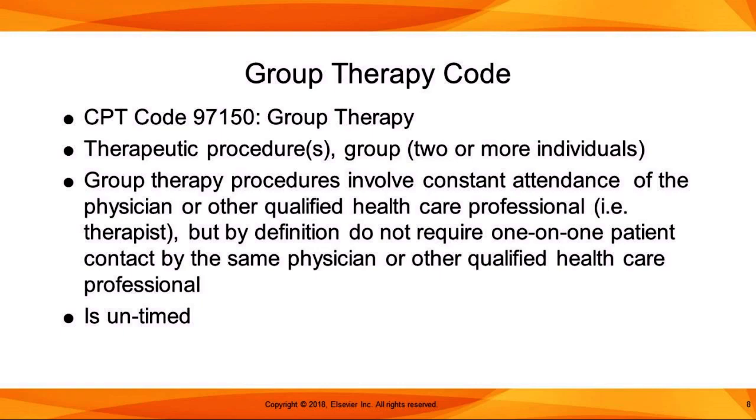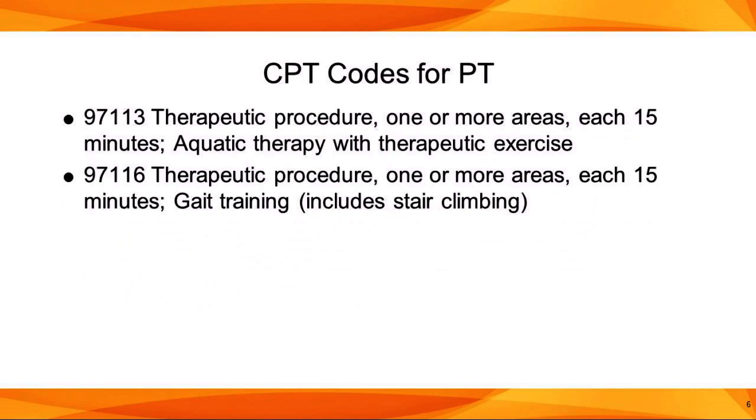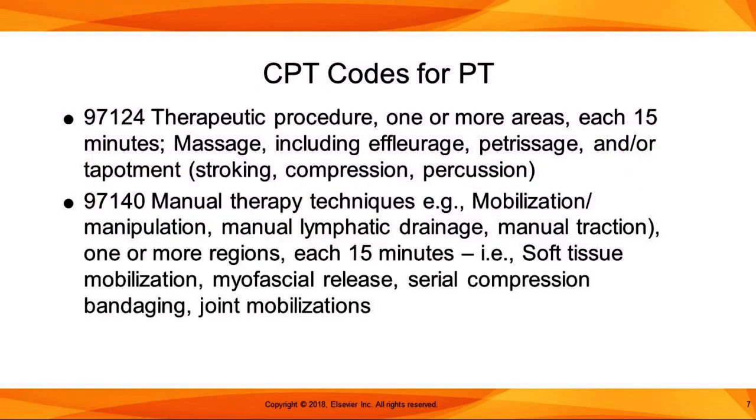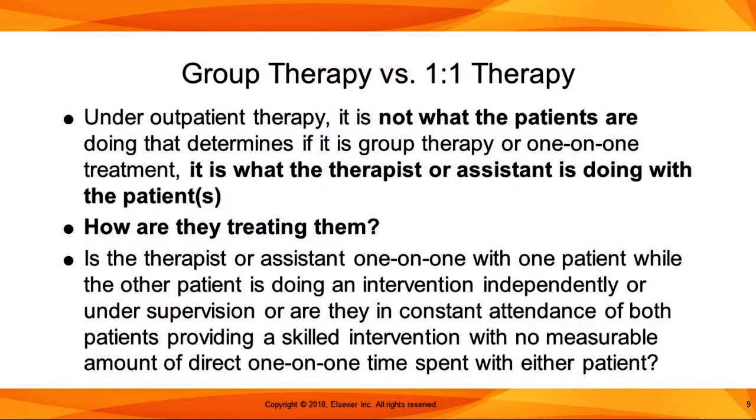The other codes that we just talked about are all timed. It's 15 minutes. So you see in the definition of them, 15 minutes, 15 minutes, 15 minutes. So 1 unit of that is 15 minutes. 1 unit of group therapy code is any amount of time that you spend with a group of 2 or more people. Okay?